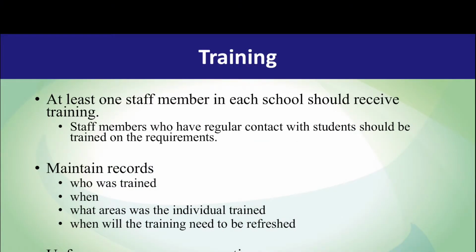The law indicates at least one staff member in each school receives training. At DC Everest, we use CPI for our restraint training, and most restraints are two-person restraints. At DC Everest, all special education staff, teachers and associates, and related service providers are trained.